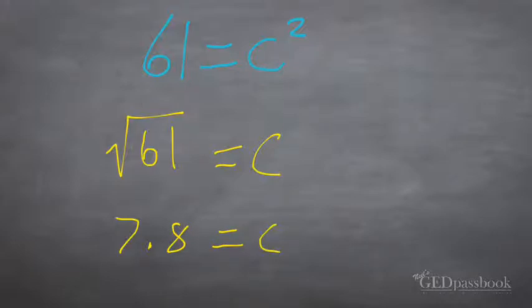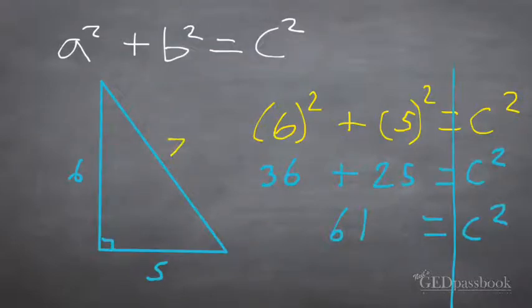7.8 equals C. Does it make sense that this side is 7.8? Does that look a lot better? Oh yes it does. 6, 5, and 7.8.